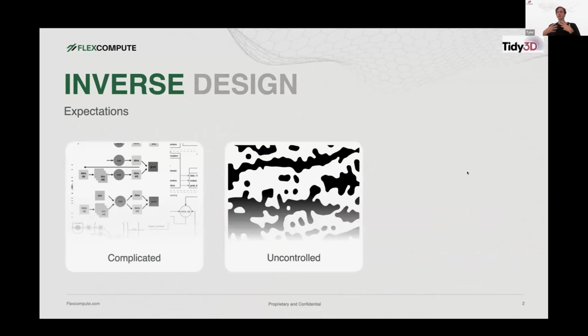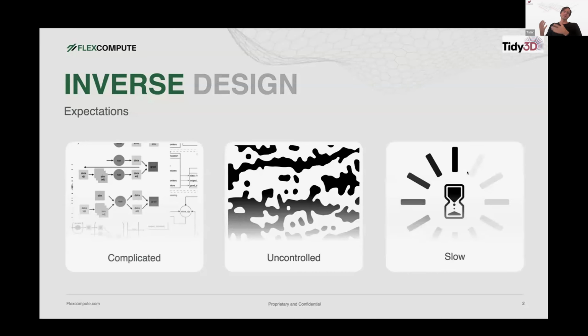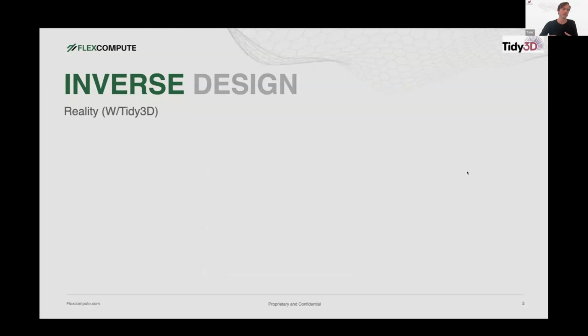You might think this is a bit uncontrolled, that I get some unintuitive device that's maybe difficult to fabricate. And the last thing is that when you see papers in inverse design, they're often done in 2D, somewhat small devices. So you might think it's slow and limited in its power and flexibility for handling large scale problems.